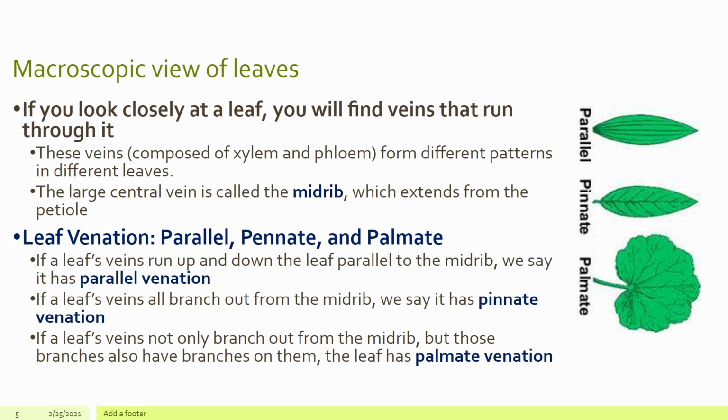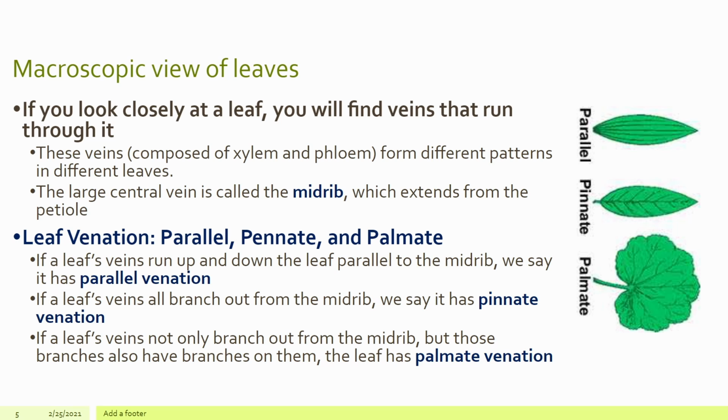Parallel venation is when a leaf's veins run up and down the leaf parallel to the midrib, with the midrib being the primary vein in a leaf. And if you look closely, you'll see that these veins tend to run all throughout leaves, and they're composed of xylem and phloem, and they just form these different patterns in different leaves.